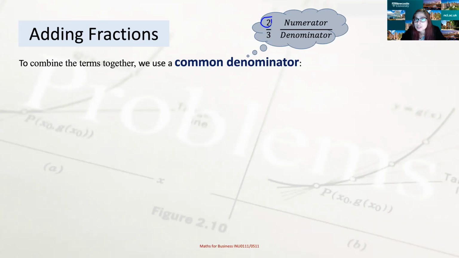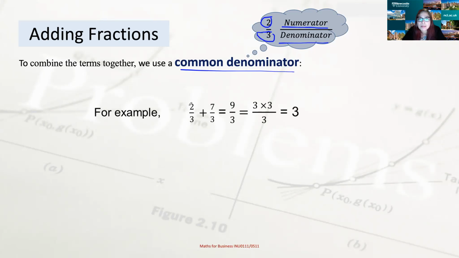2 is in the numerator and 3 is in the denominator. Please make sure you're well aware of these terms, because I use them often. Numerator, denominator. When you're adding fractions, you look for common denominators. For example, 2 over 3 plus 7 over 3 is nothing but 9 over 3.